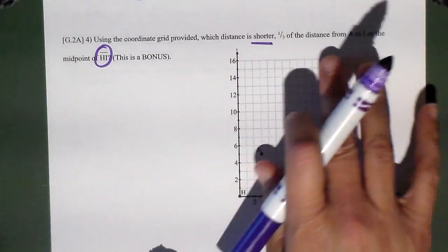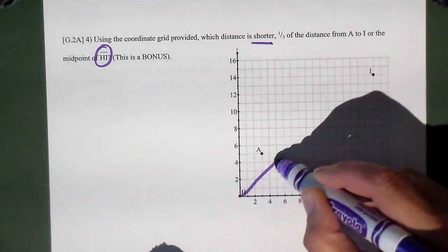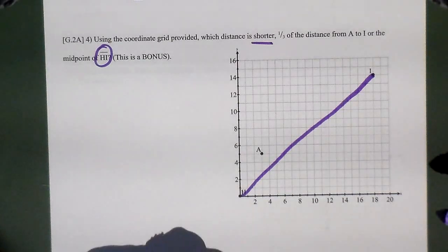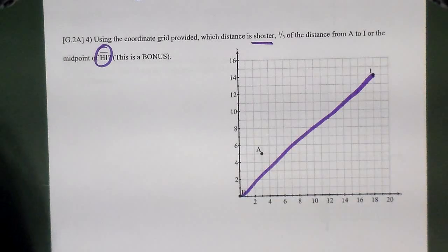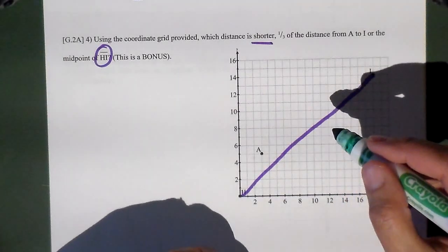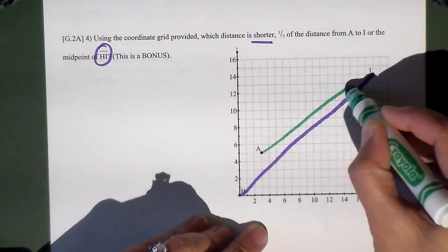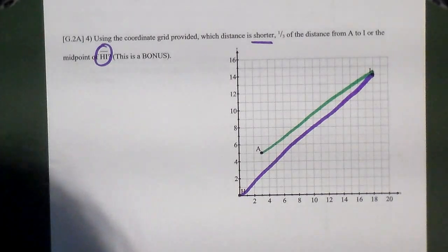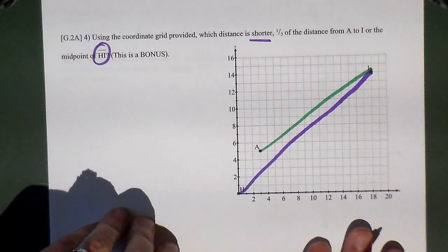So I'm going to look for the first one. Let's look at HI. I'm going to go from H to I, and I want to find the point that's in the middle and determine how far away that is. Then I'm going to take 1/3 of the distance from A to I. The full distance from A to I is here. Now, looking at the graph, if you didn't pay attention that you were going to be doing fractions of distances here, you would have messed up. So let's do this first.